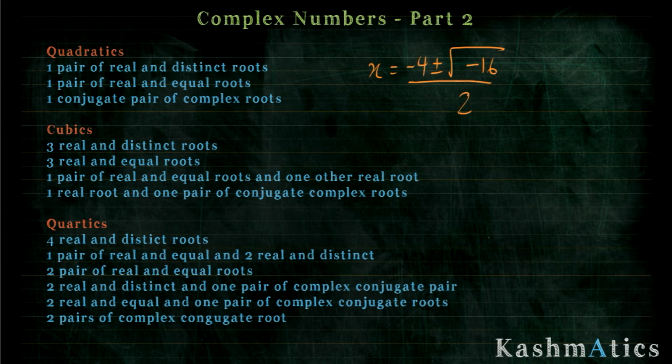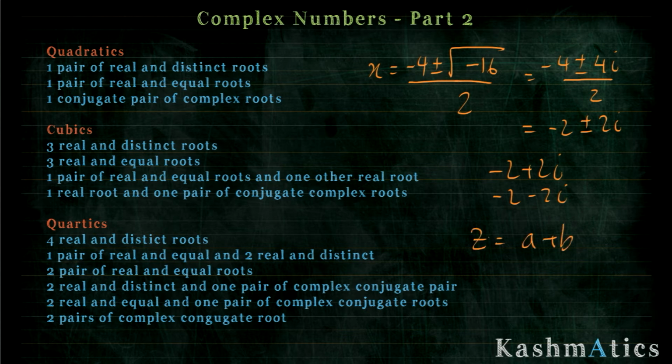Okay. Now, what will happen here is you'll get minus 4 plus and minus 4i over 2, which gives me minus 2 plus and minus 2i. Okay, and this is a complex conjugate pair. So you've got minus 2 plus 2i and minus 2 take away 2i. And remember, if you've forgotten what a complex conjugate pair is, if z is equal to a plus bi, then the conjugate would be a minus bi. So it would be the imaginary bit with the opposite sign.